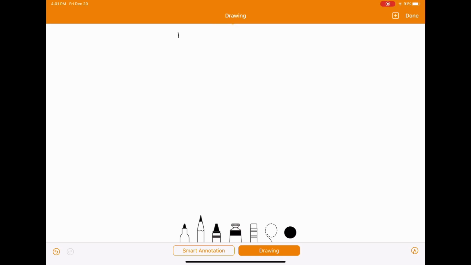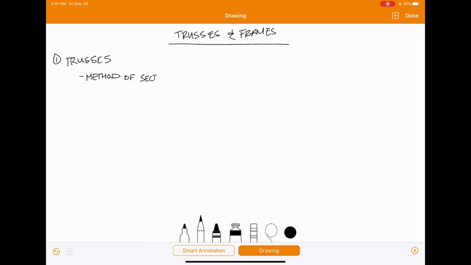All right, in this video, we're going to be going over how to analyze trusses and frames. So let's first go over how to analyze trusses. There are different methods that you can use to analyze a truss. So there's your method of sections, method of joints, and then there's like a modified method of joints.